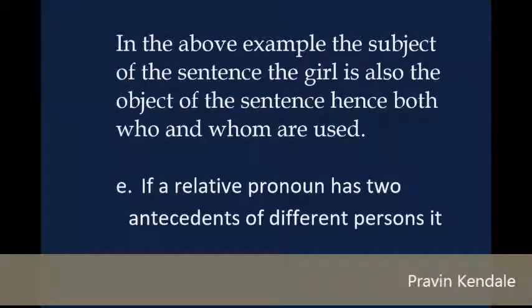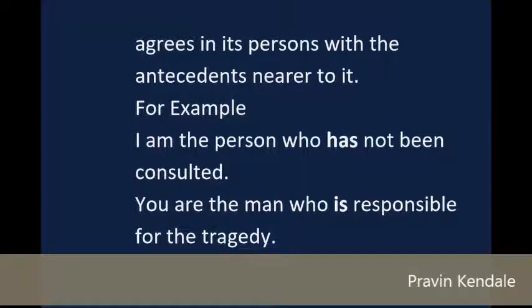E. If a relative pronoun has two antecedents of different persons, it agrees in person with the antecedent nearer to it. For example, I am the person who has not been consulted. You are the man who is responsible for the tragedy.